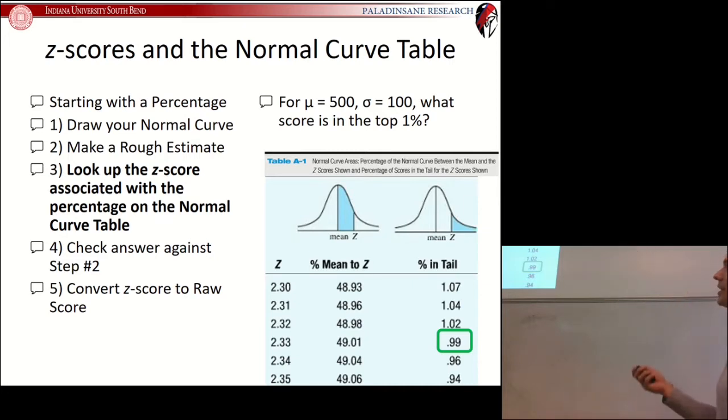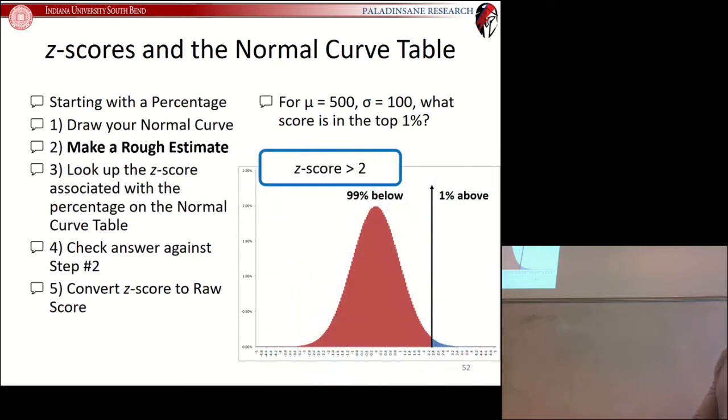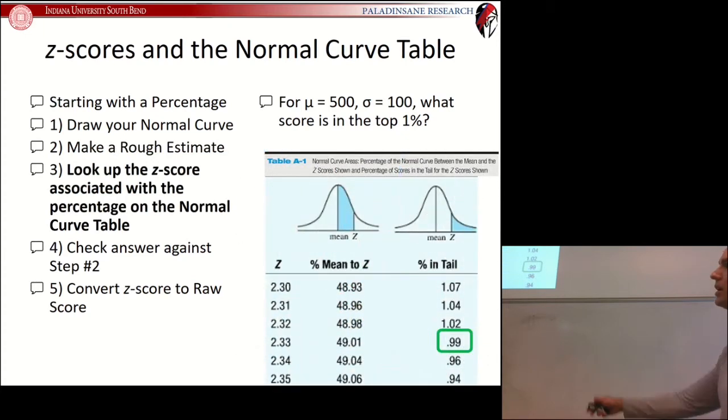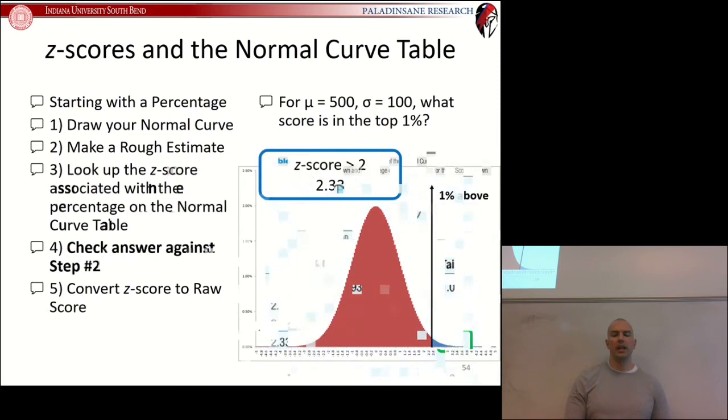We double check it against our estimate. So check your answer against step 2. 0.99 for the percent in the tail gives us a z-score of 2.33. So we need a z-score greater than 2. So that makes sense. That checks out. So that z-score of 2.33, that gets you into the top 1%. And again, we check our answer against our rough estimate, and we see that it makes sense. We've got more confidence that we did this correctly.